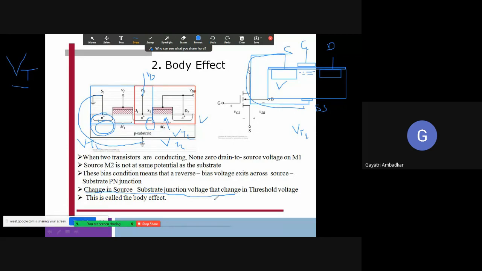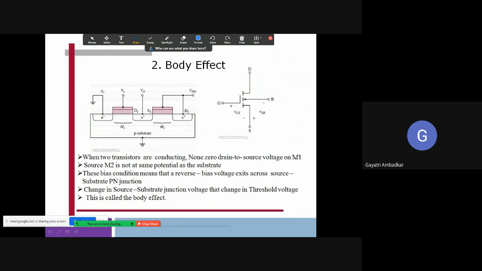Understood? Can anybody define it in one sentence? It is written in front of you. Just try to define the body effect. Come on, let it be wrong, don't worry. Step by step also you can explain.